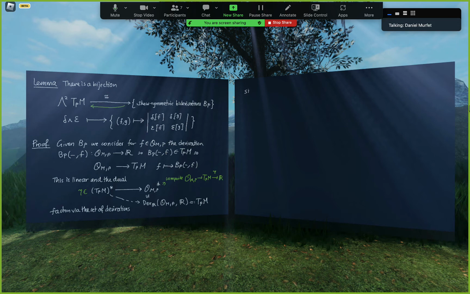Since eta maps to the function which sends g to eta of B_P of blank, g. That is what it is by definition. So why is that a derivation if I plug in, in the blank? Why is it a derivation in g, which is a derivation in g? Because B_P is a biderivation.